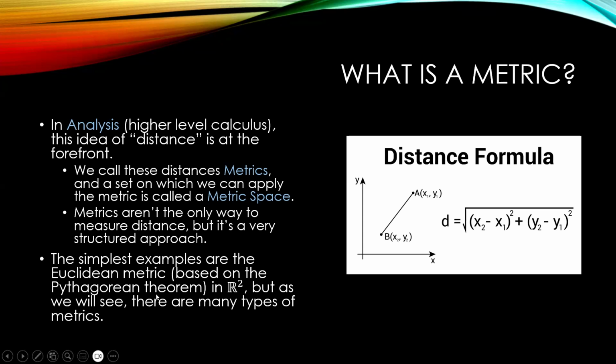The simplest examples are the Euclidean metric, which you should already know from Algebra 1. The Euclidean metric, based on the Pythagorean theorem in R2, is just saying the square root of the difference in the x's squared plus the difference in the y's squared. And so we always want to keep that idea of distance in mind. This is just the shortest distance between 2 points. But depending on the context, that might not be the distance which is most applicable.